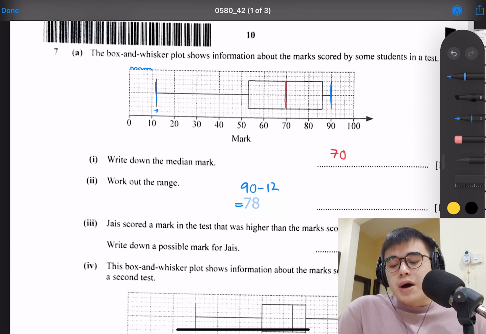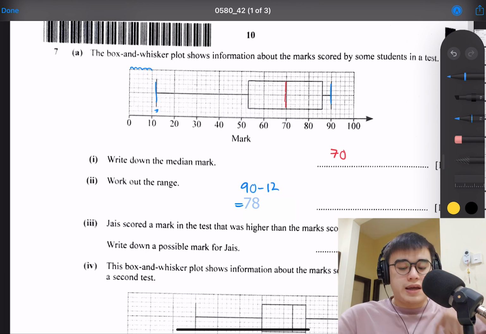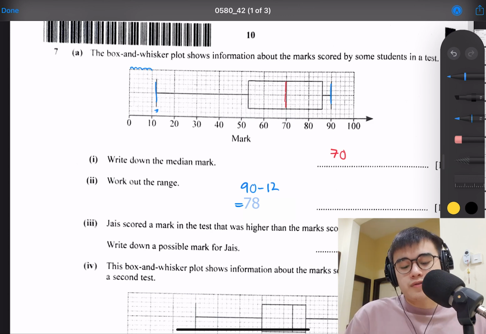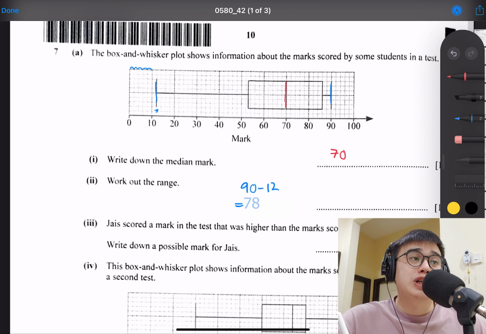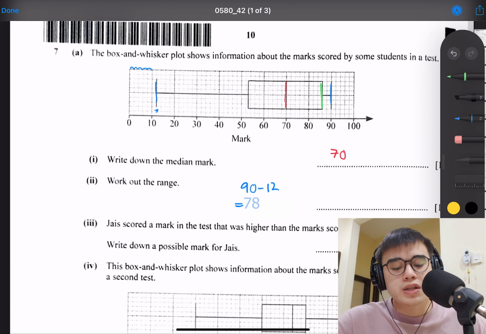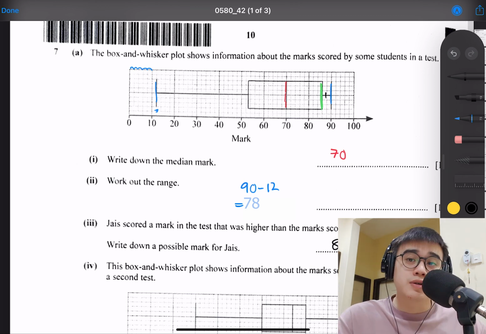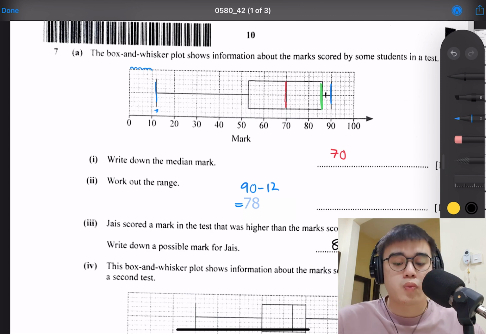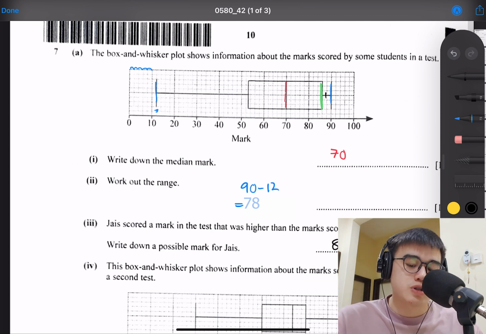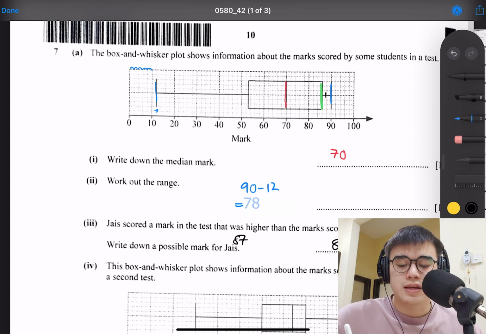So Jai scored marks in the test that were higher than the marks scored by 75% of the students. 75% is actually the upper quartile, which is this green line over here. So they wanted us to list down the possible results. To make it safe, I will be taking the value right over the center here. So it's somewhere around 88. Okay, they say possible. You can actually write 90 as well if you wanted to, or anything between 87 to 90 basically could be accepted.